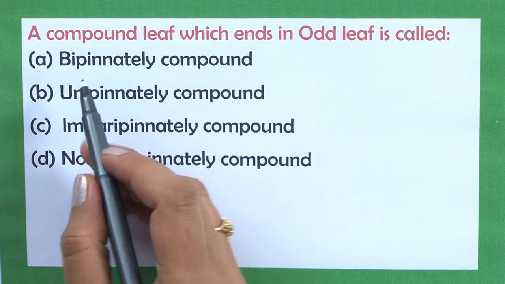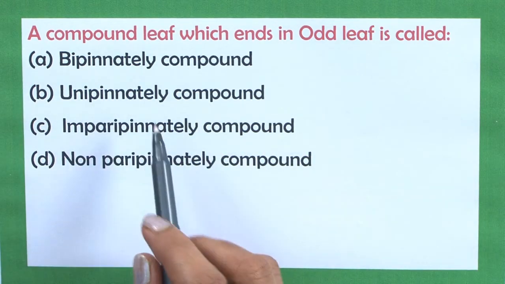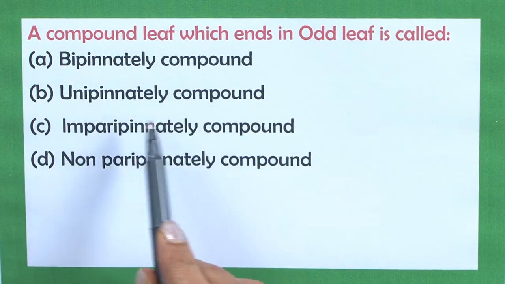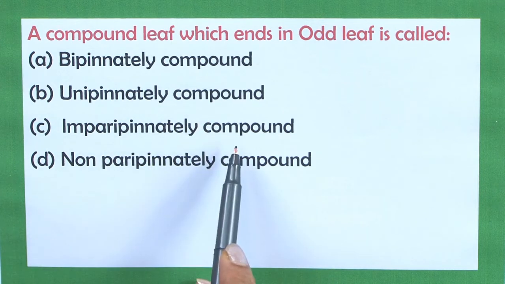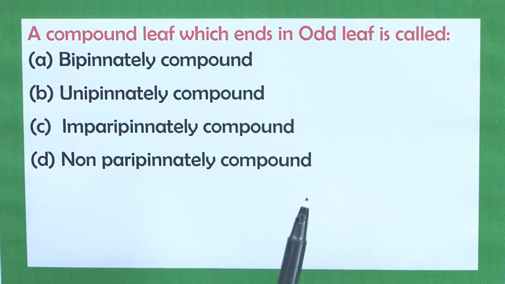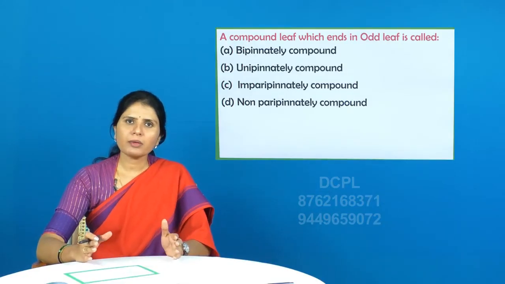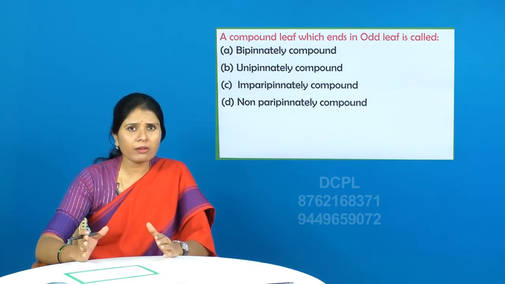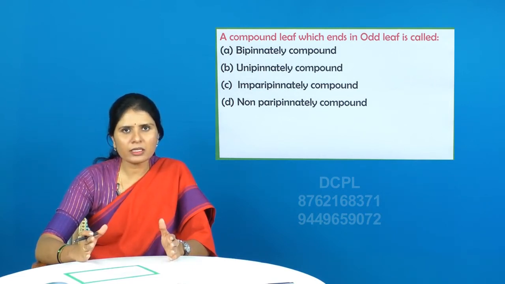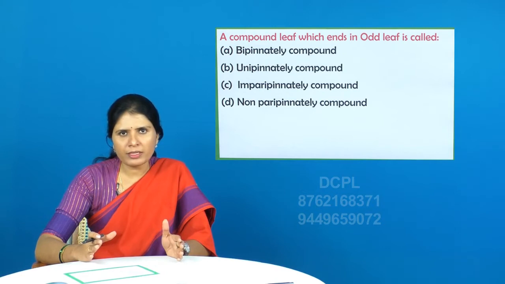The next question: a compound leaf which ends in an odd leaf is called, whether it is called as bipinnately compound leaf, unipinnately compound leaf, imparipinnately compound leaf or non-paripinnately compound leaf. So, a compound leaf ending in an odd leaf, terminating in an odd leaf. The bipinnately compound leaf is one wherein the primary rachis is differentiated into secondary rachis and on the secondary rachis are seen the leaflets. So, bipinnately compound leaf is not the answer for the present question.